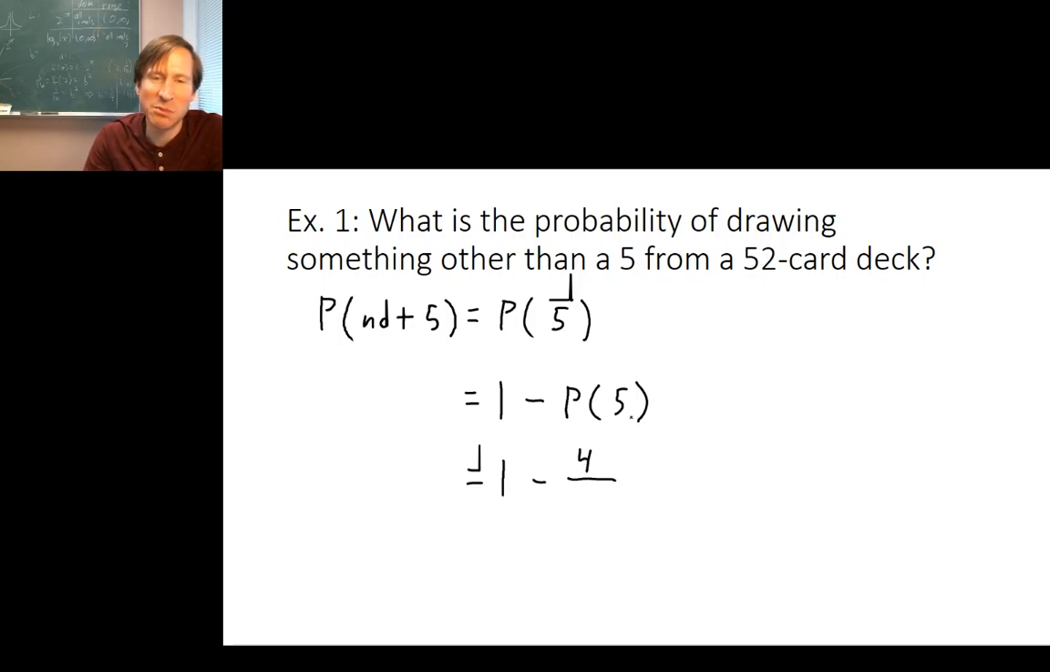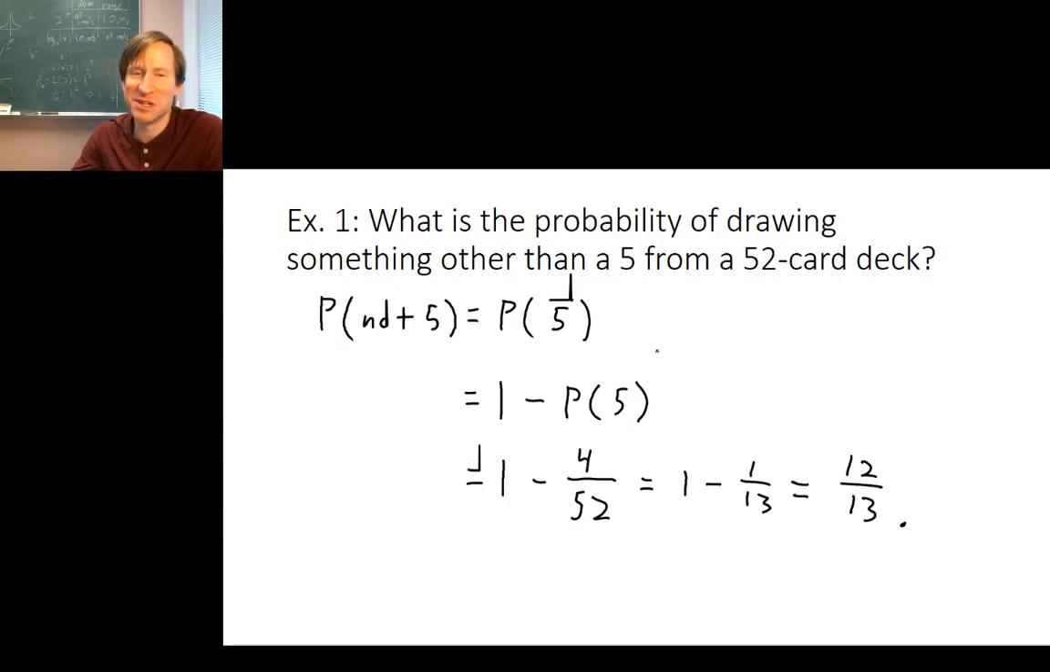And so the probability of drawing a 5 is all of the 5's, and there are 4 of them, divided by the number of cards in the deck, which is 52. So this is 1 minus 4 over 52, which is 1 over 13, I think. And 1 minus 1 over 13 is 12 over 13. You can see using this formula to find the probability of the complement was a lot easier than finding the probability of the complement directly. It saved us a lot of counting up a bunch of different cards.